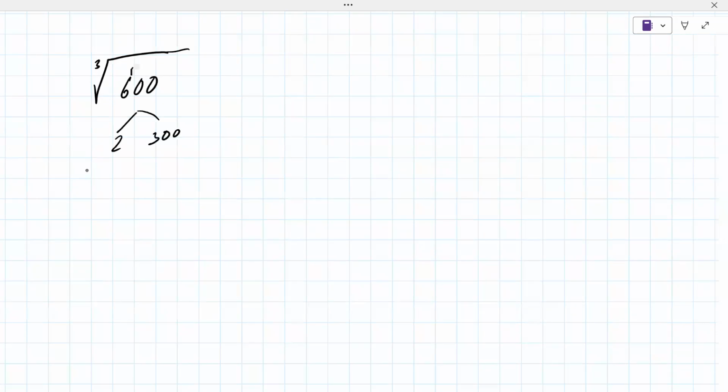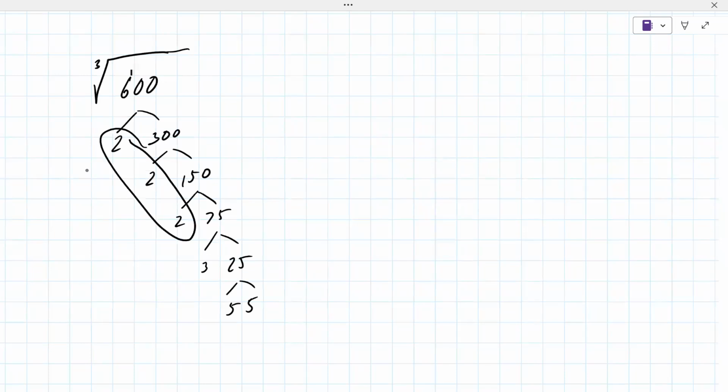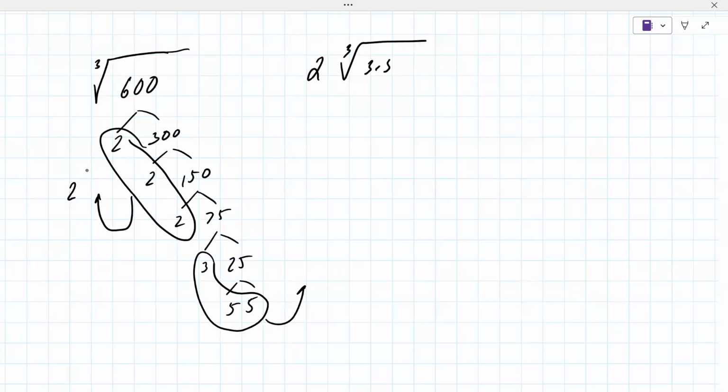So 2 and 300, 2 and 150, 2 and 75, 3 and 25, 5 and 5. So there is a triplet here. So you bring the 2 out, but these other numbers stay inside. So it's 2 cube root of 3 times 5 times 5, which is 2 cube root of 75.